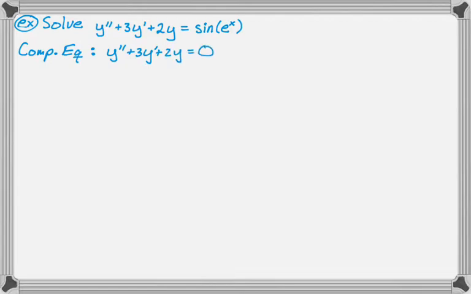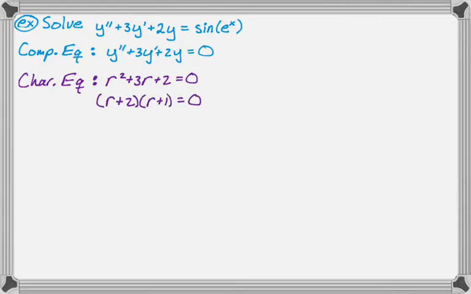This you've probably solved a lot at this point. There's a characteristic equation, and we're going to factor it and find the roots of that. Two real distinct roots. So we actually know what y sub c is at this point. y sub c is c1 e to the negative 2x plus c2 e to the negative x. Okay, so that's what y sub c is.